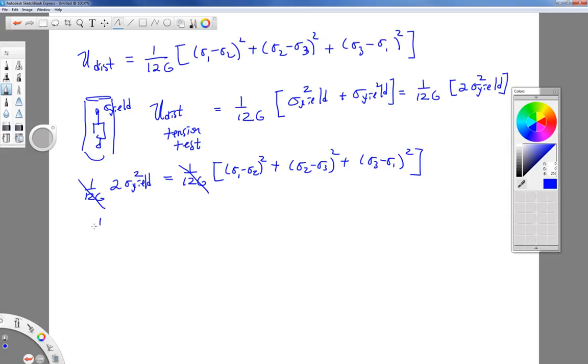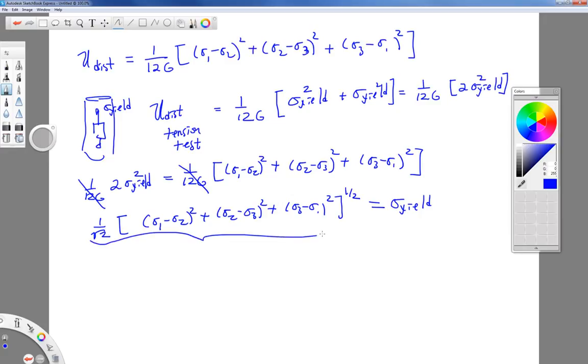So what I get on the one side is 1 over the square root of 2, and then I have the differences among the normal principal stresses squared, to the 1/2 power, and over here I have the yield stress. So I've divided by the square root of 2, and I've taken the square root of both sides. The left-hand side of this equation that I have written here is known as the von Mises stress.